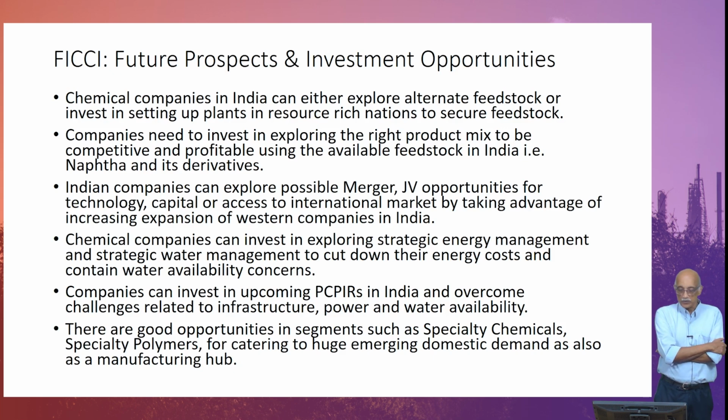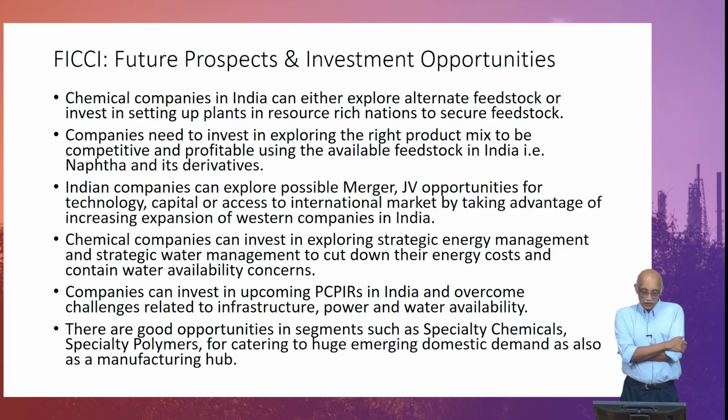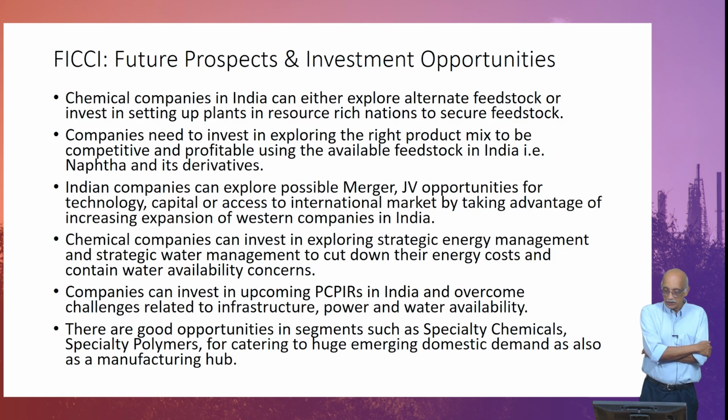So, where are the future prospects and investment opportunities? Chemical companies in India can explore alternate feedstock or invest in setting up plants in reserves-rich nations to secure feedstock. So, again JVs, they need to go out, identify nations and industries that can provide them the feedstock that they need for their business, and if necessary set up joint ventures, profit sharing mechanisms and so on.